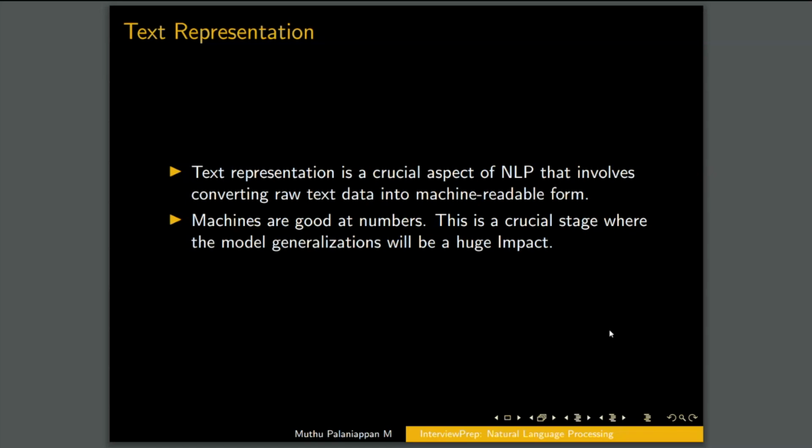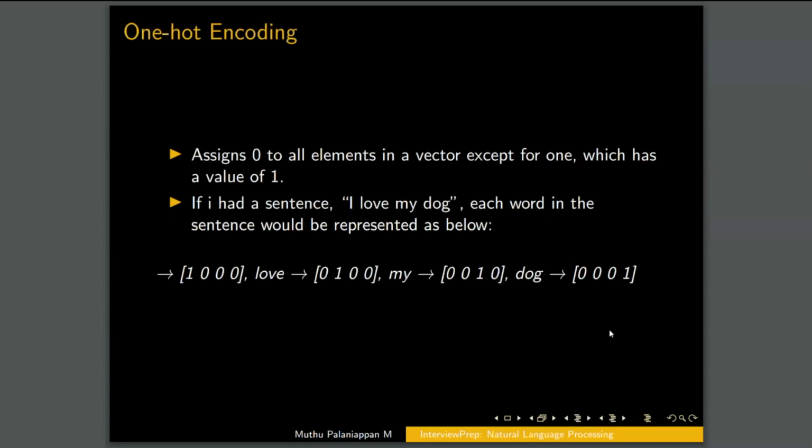This is a crucial step because we need to select the correct text representation technique based on the problem we're trying to solve, because due to improper techniques your model performance will be affected. We'll see how the methods work, and what the limitations and advantages of each method are over another. In the first technique we'll be seeing one-hot encoding.